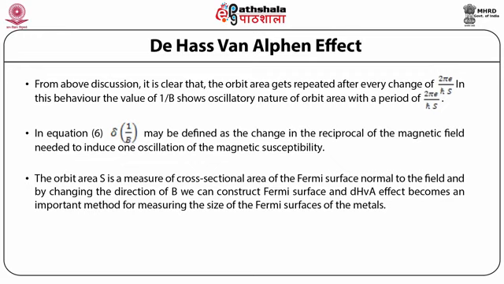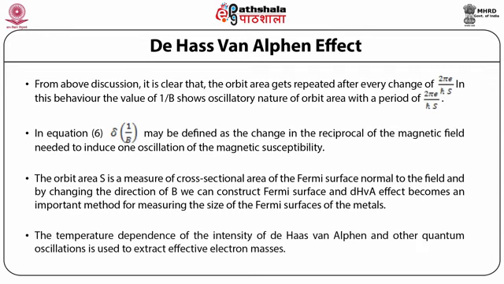Since the magnetic moment is the rate of change of average energy with field, there will be a corresponding oscillation in the magnetic moment also. As the magnetic field increases, the cylinders expand out, because their energy is proportional to the magnetic field. So every time a Landau level crosses the Fermi energy, there is an enhanced density of states at the Fermi energy because the Landau levels are highly degenerate. The temperature dependence of the intensity of de Haas-van Alphen and other quantum oscillations is used to extract effective electron masses.